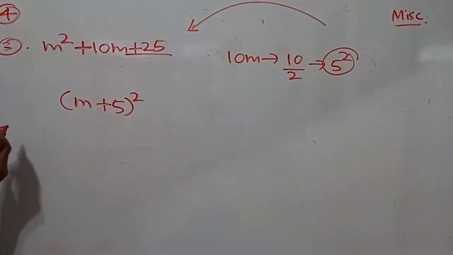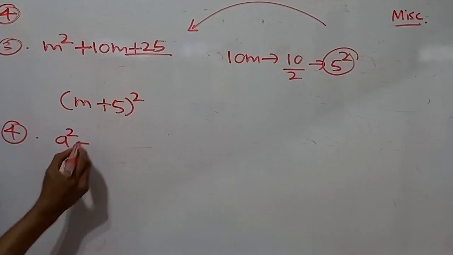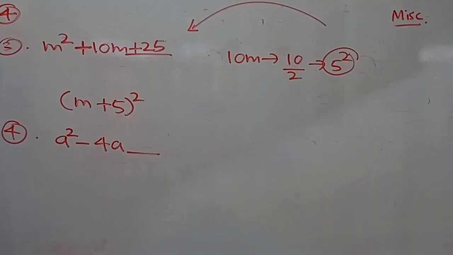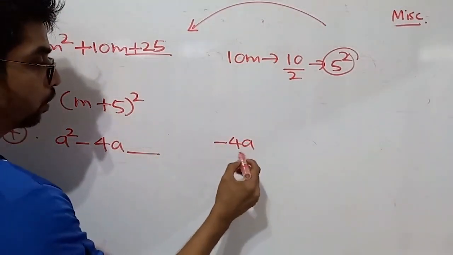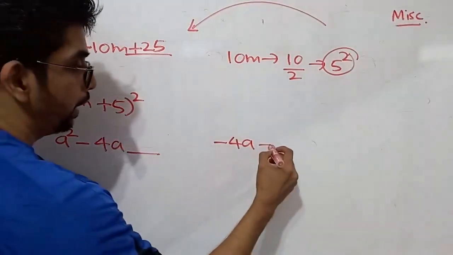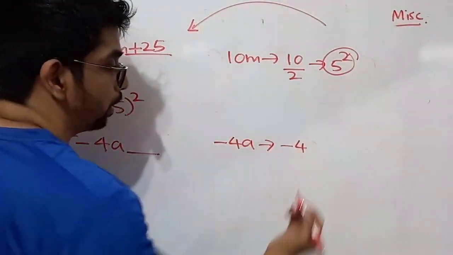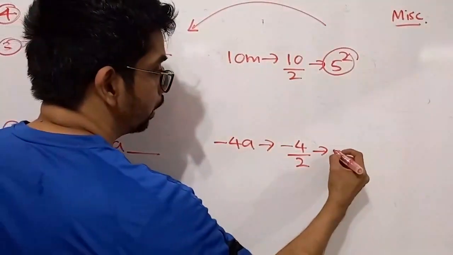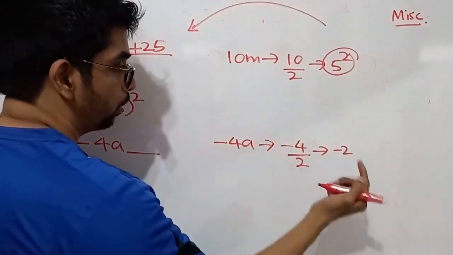So here we have Part 4. A squared minus 4a, then a blank. Right. So now what's the middle term? Minus 4a. So what do we take? We take the coefficient. The coefficient is now negative 4. So we will divide that by 2. What do we get? Negative 2. Positive value divided by negative value, we get a negative value.